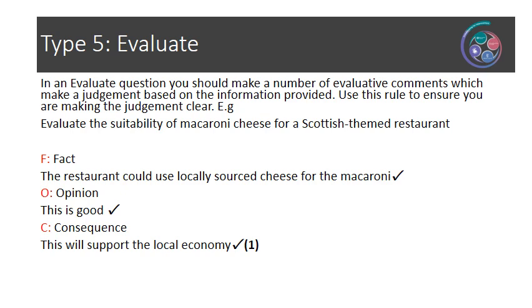So the restaurant could use locally sourced cheese for the macaroni. That is a fact. Opinion: whether you think this is good or bad. In this case, this is good. And C, a consequence. This is basically asking you why. This will support the local economy. So FOC: fact, opinion, consequence. Following this will allow you to access the 1 mark.